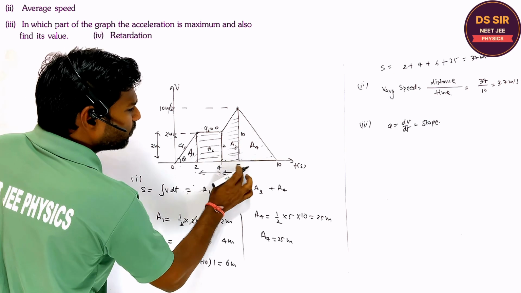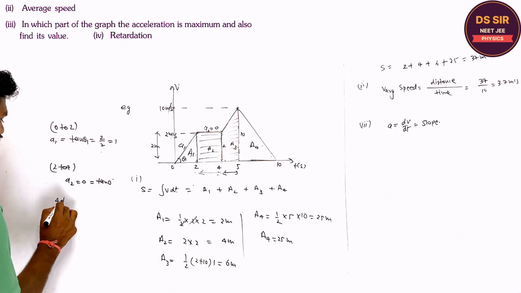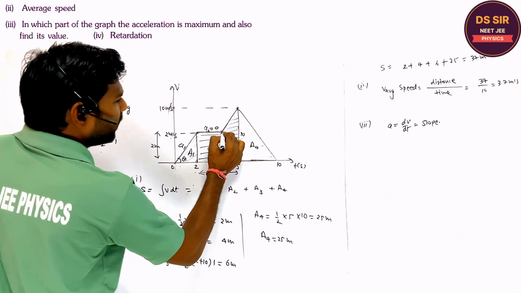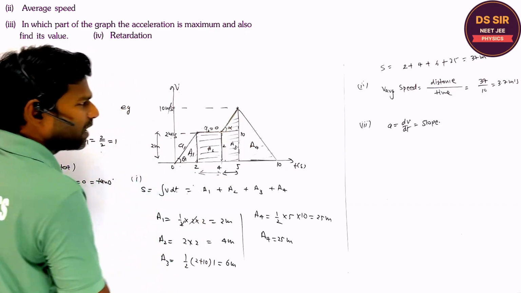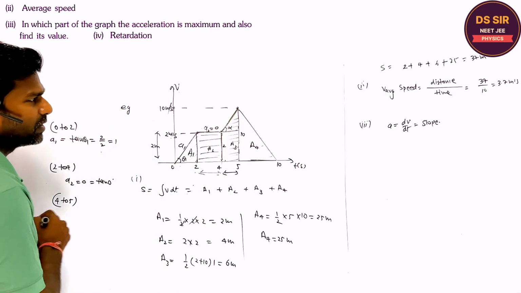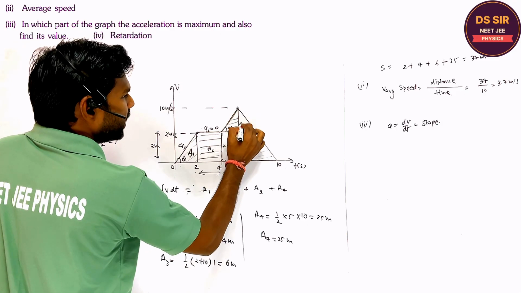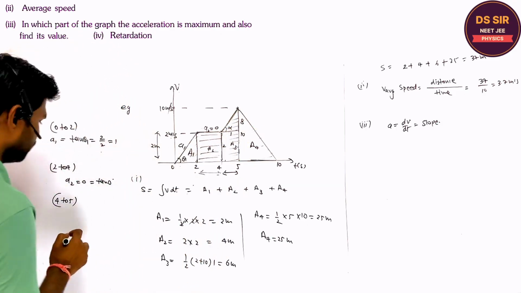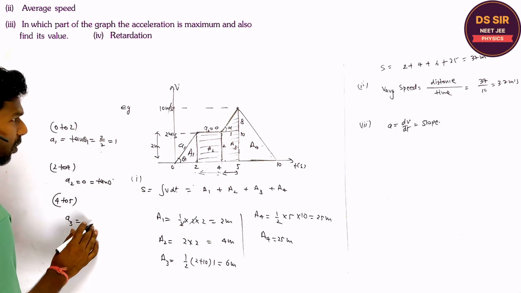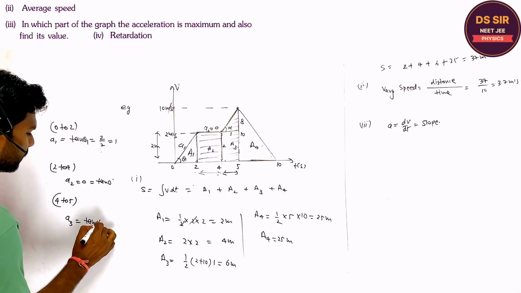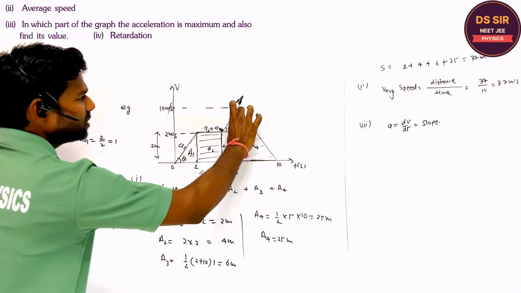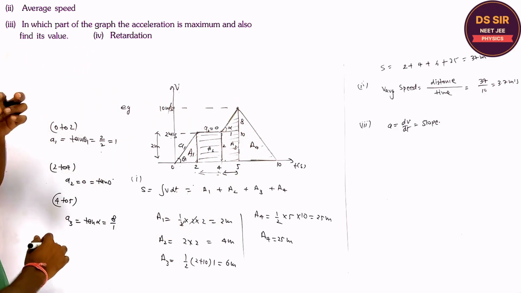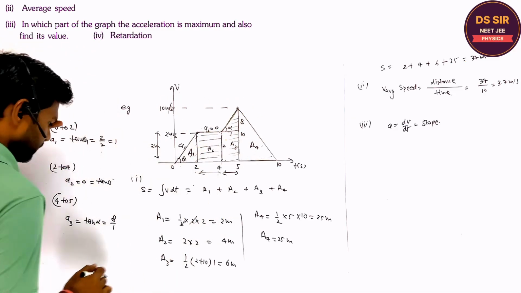What about between 4 to 5? 4 to 5, this is the portion. So if you assume this is the alpha, right? So this is 8 upon 1. So here the acceleration is what? Tan alpha is equal to perpendicular upon base. Are you getting this calculation? This is 8, and this is the base 1.